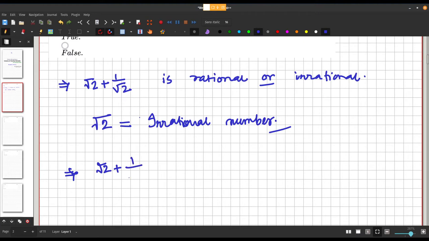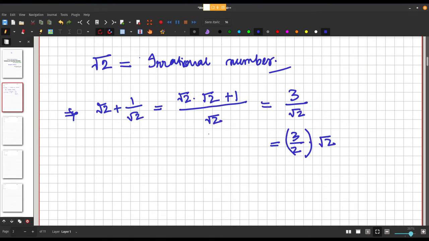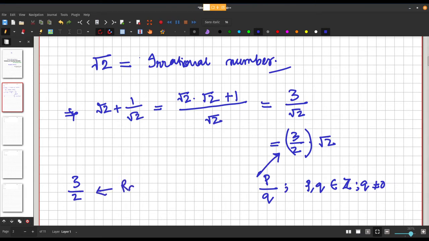So, we can write it as, just simplify this, and we will get 3 over root 2, or we can again write it as 3 by 2 times root 2. Now, the term within the parenthesis, this 3 by 2 term, can be written as p over q, where both p and q are integers, and it is clear that q is not equal to 0. So, this 3 by 2 that we have here in the parenthesis is rational.